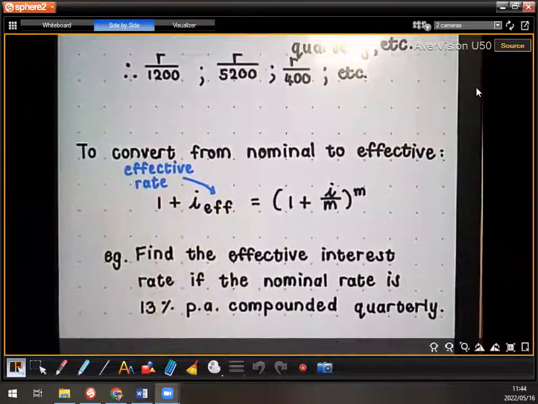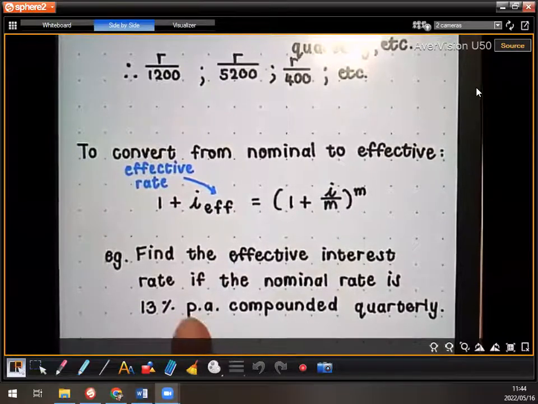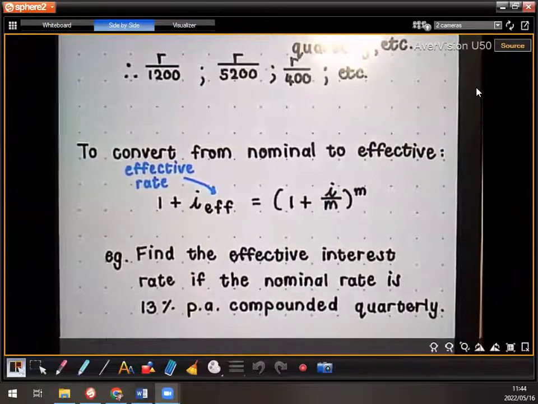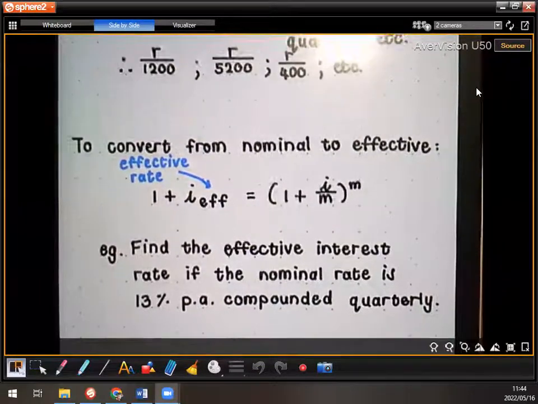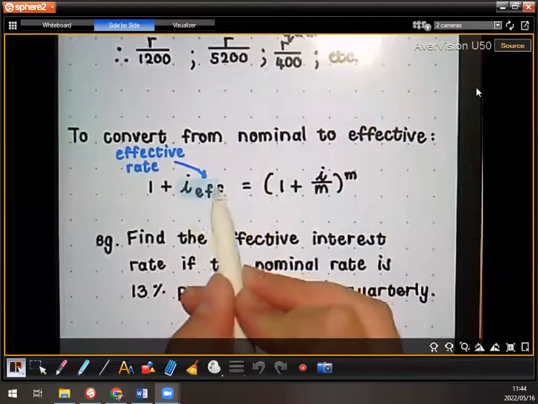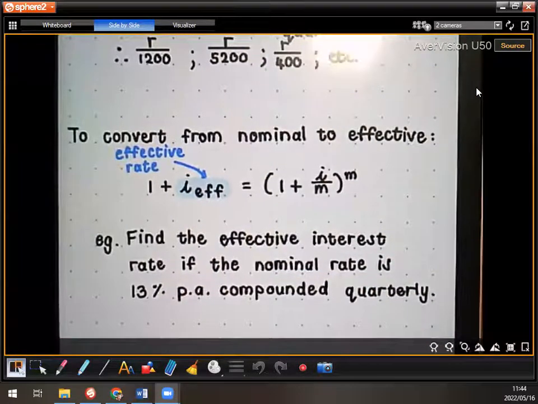If they're giving you a nominal interest rate, so like in this example, we have 13% quarterly, they want you to calculate what effective interest rate, what annual interest rate, would give you the same amount of money as a 13% quarterly. All right, so this is what you're going to solve for. So you can maybe highlight that. It's going to be like an equation, you're going to be solving for that I.